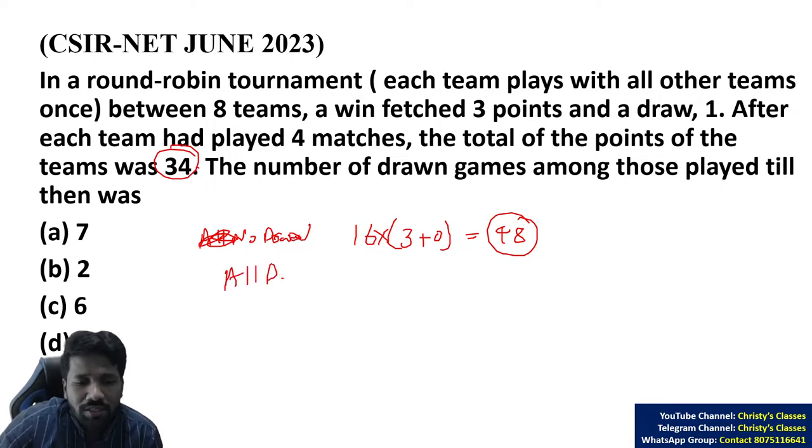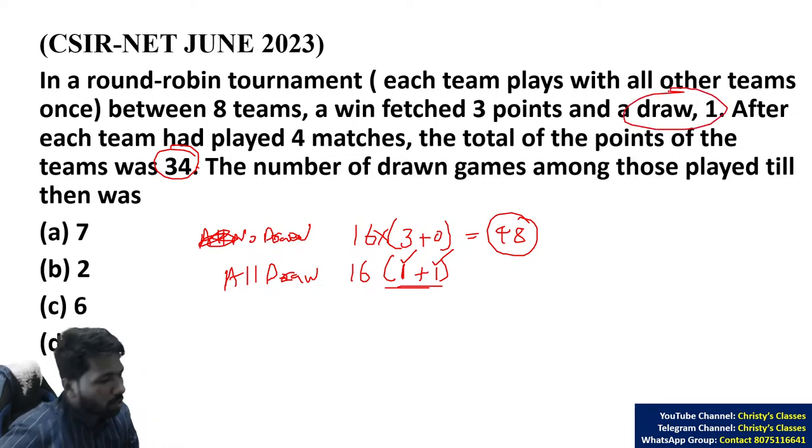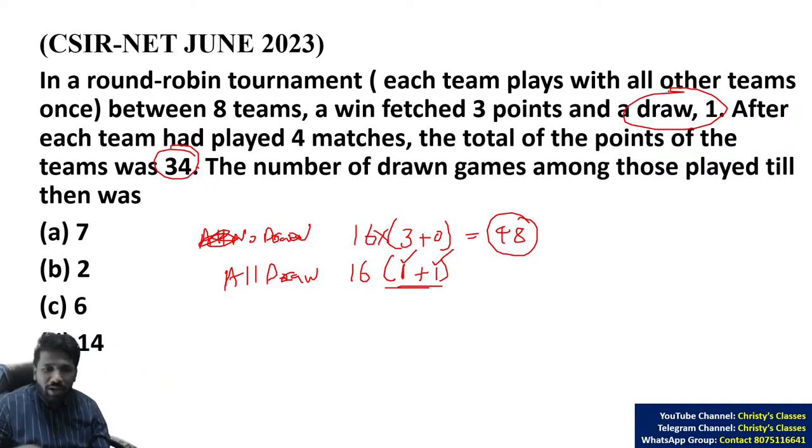What will the all draw case be? If all matches end in a draw, there are 16 matches, and in every match 1 plus 1, 2 points are obtained. Why 2 points? Both teams get 1 point each. That is the meaning of a draw giving 1 point, because both teams have an equal share in a draw. So 16 into 2, 32 points only if all are drawn.